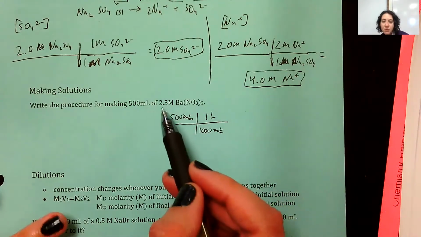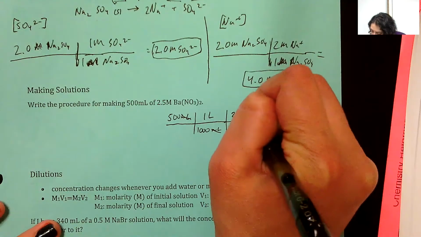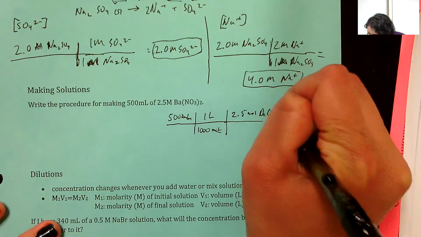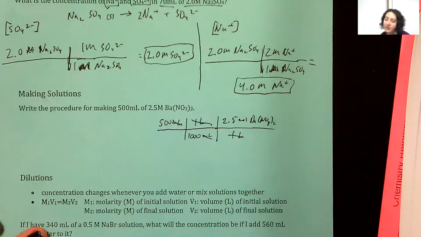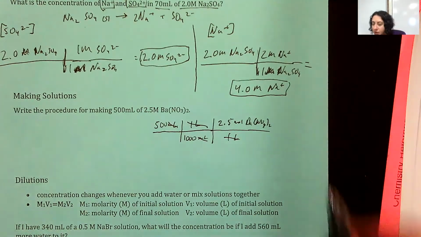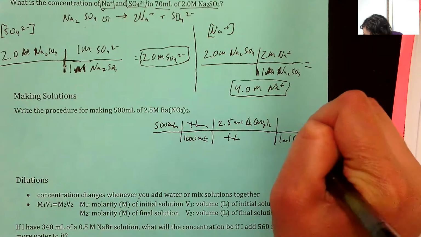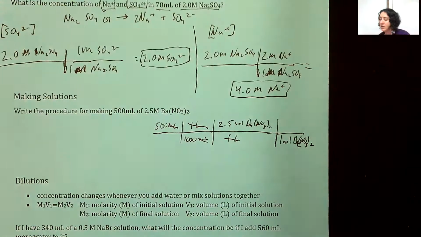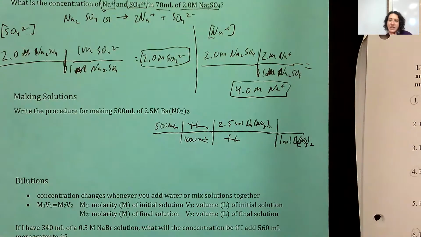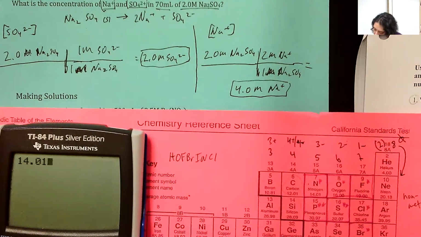And we know we want it to be 2.5 molar. That's moles per liter, so that's going to be 2.5 moles of barium nitrate per 1 liter. So that cancels out liters. Now we've got moles. Now we need to figure out the molar mass of barium nitrate so we can get grams. So 1 mole of barium nitrate is how many grams? Let's do some quick math here. We've got 2 nitrogens, 6 oxygens. So 14.01 times 2 plus 16 times 6.